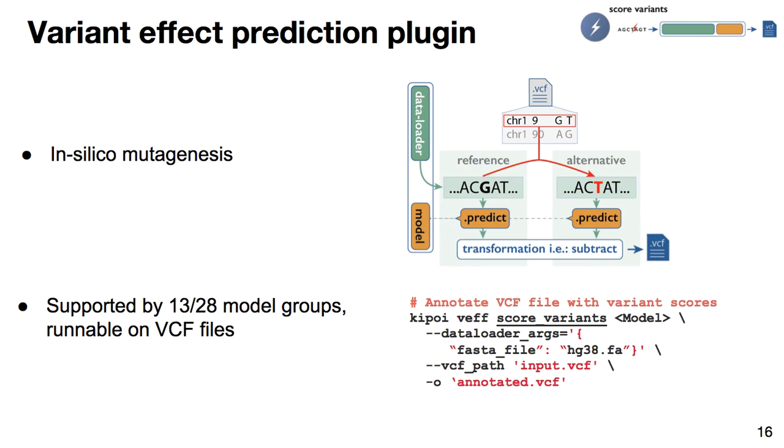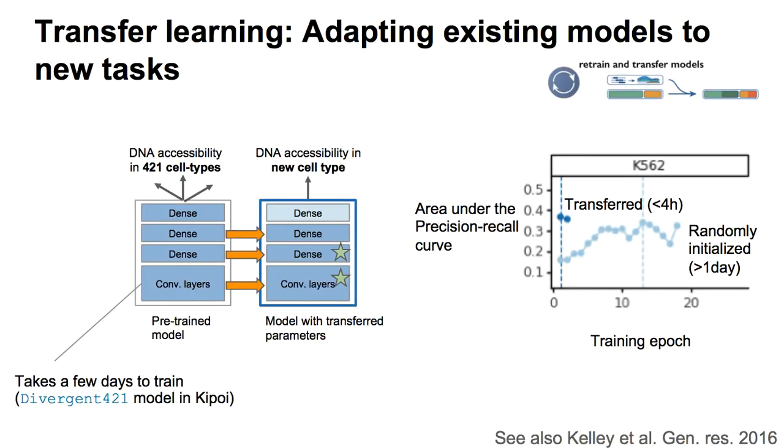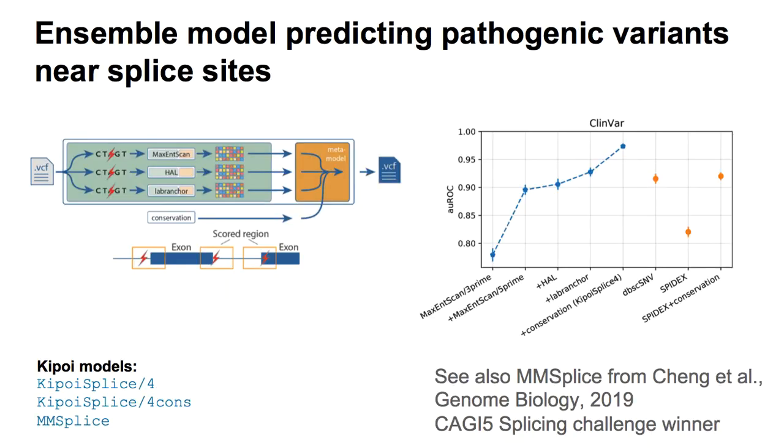Another very much needed application is genomic variant interpretation. This can be achieved in a quite generic way by leveraging Kipoi's variant effect plugin. For modelers, transfer learning is an appreciable application whereby new models can be quickly built starting from related Kipoi pre-trained models. Last but not least, building ensemble models, for instance to score variants by combining existing models, can be quickly done thanks to Kipoi's standardized data loaders.